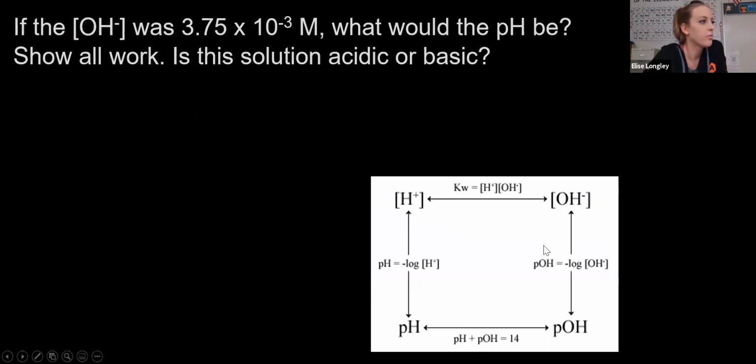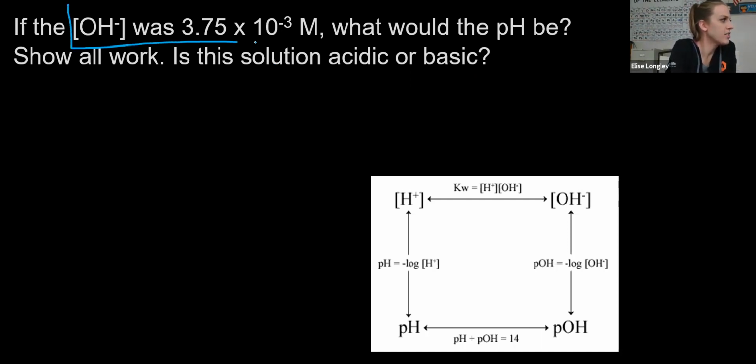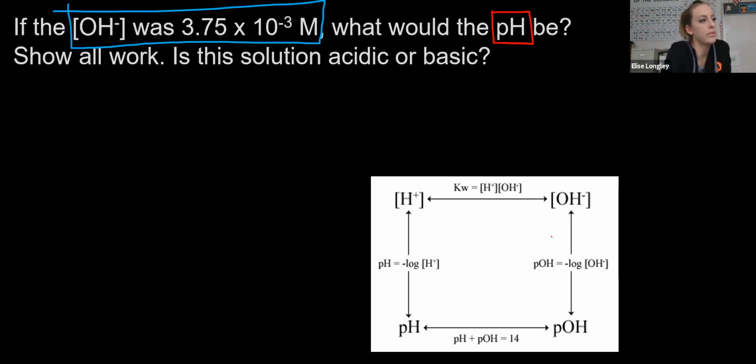Okay. All right. So this one's going to be slightly different. We're going to amp it up. So we've been doing 1-steppers. Now we're going to go to a 2-stepper. This says the hydroxide ion concentration is 3.75 times 10 to the negative 3. It's asking what would the pH be, okay? So help me develop a plan to solve this using these equations.